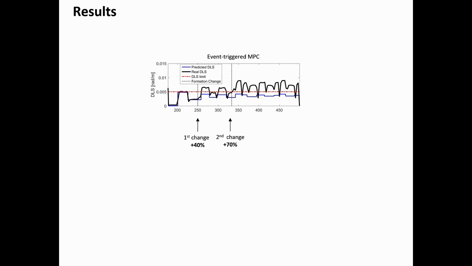In the first section, before the first change, the system and the model match, so there is no constraint violation. After the first change, there is a parameter mismatch, and we see that the dog-leg severity limits are no longer respected. And there's a difference, of course, between the real and the predicted dog-leg severity. After the second change, there's an even greater parameter mismatch, so the limits are also exceeded more than before.